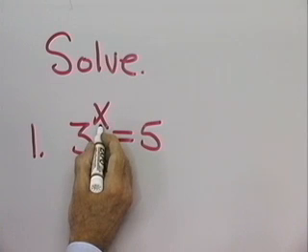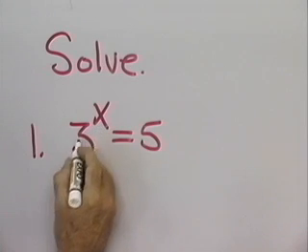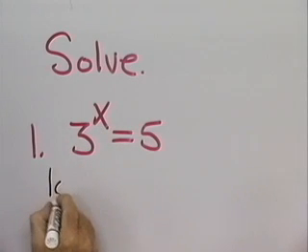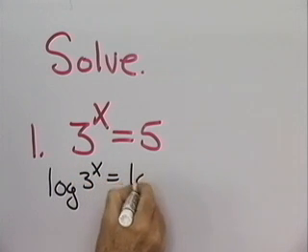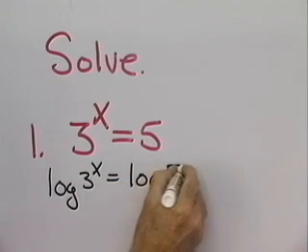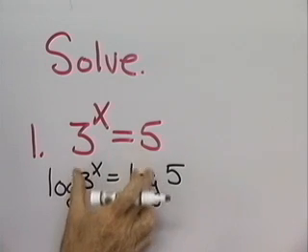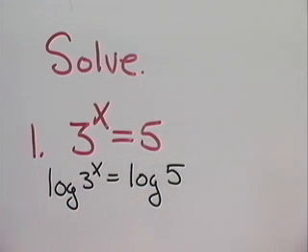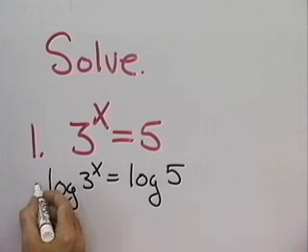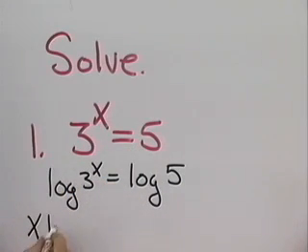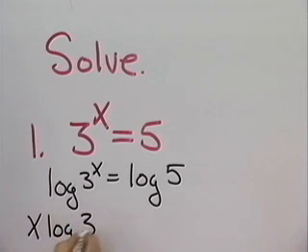And I know logarithms make exponents into coefficients. So I'm going to take log base 10 of both sides of this equation. So log base 10 of 3 to the x is equal to log base 10 of 5. If these two numbers are equal, then their logarithms base 10 are equal also. Next, I'm going to take this exponent and make it a coefficient using my property of logarithms that says that I can do that.